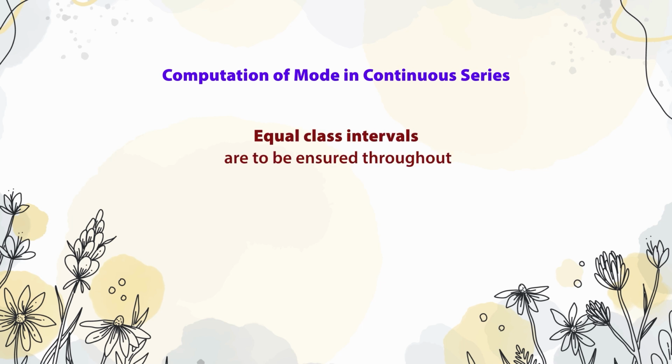Now we are going to understand how to compute mode in continuous series. As you know, continuous series means there are some classes and frequency. You also know that classes may be constructed in inclusive classes or exclusive classes. Classes can be constructed in equal class intervals or unequal class intervals depending upon the data set. But whatever that may be, when the data is given to you, the first task to compute the continuous series is to ensure whether the data set is in equal class intervals or not. If it is not equal class intervals, then you have to make it equal class intervals.